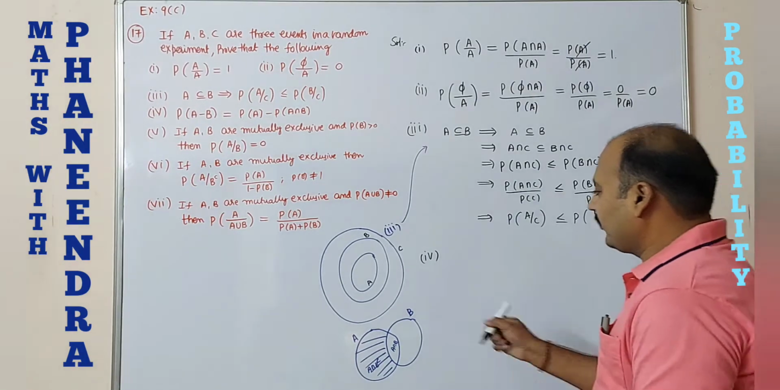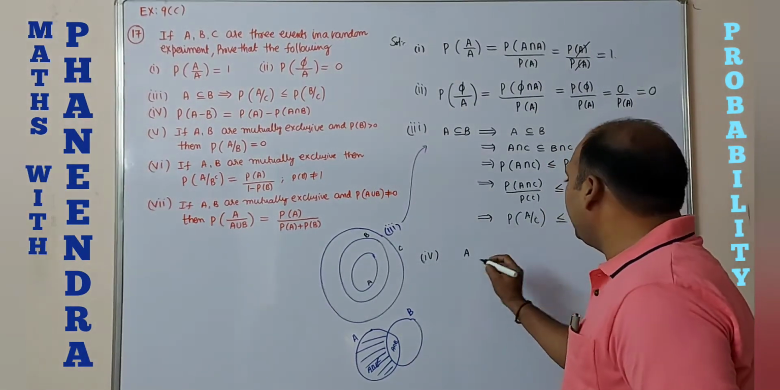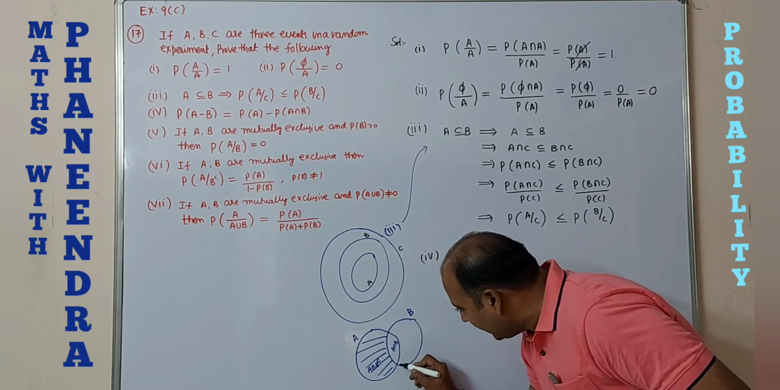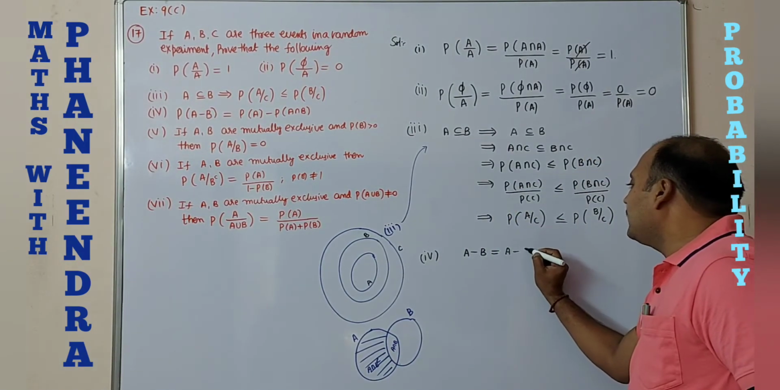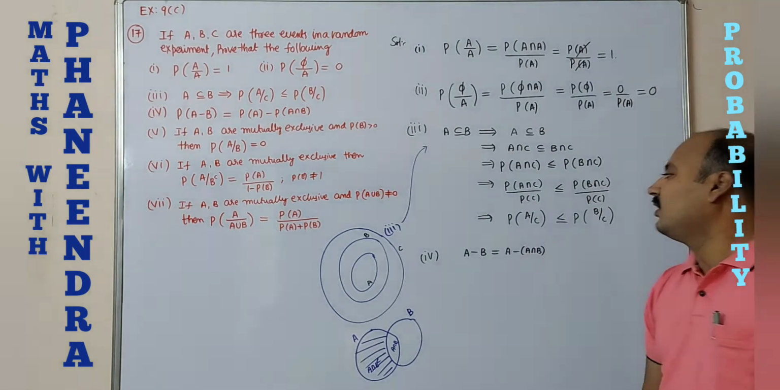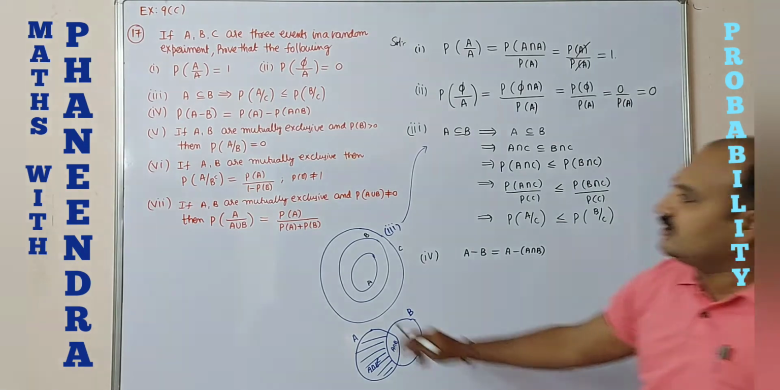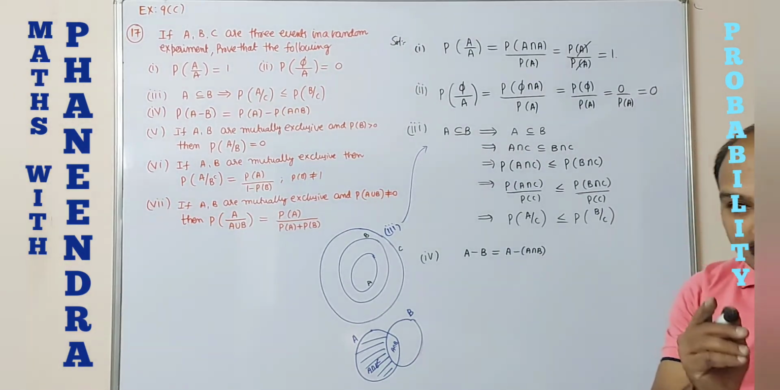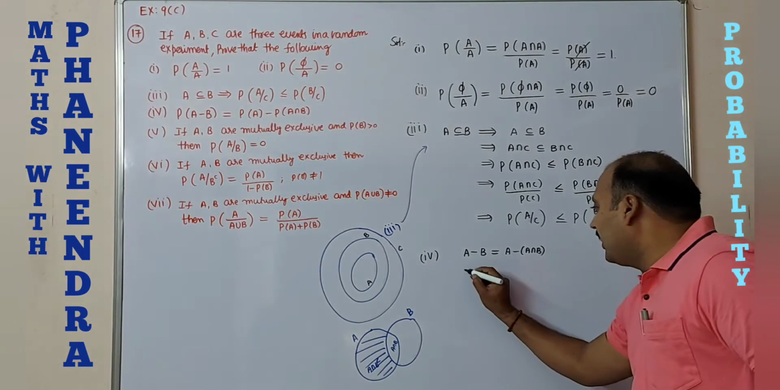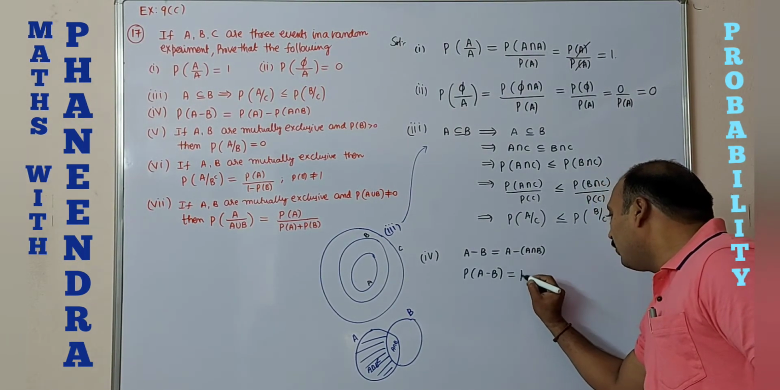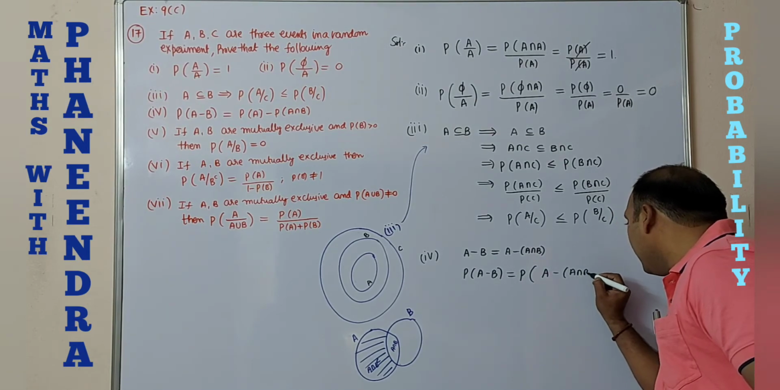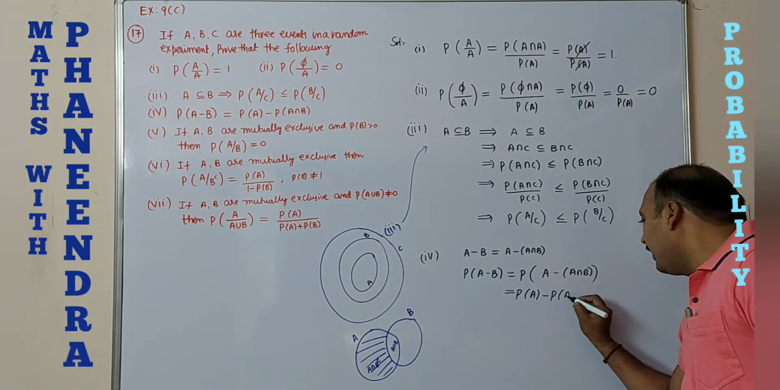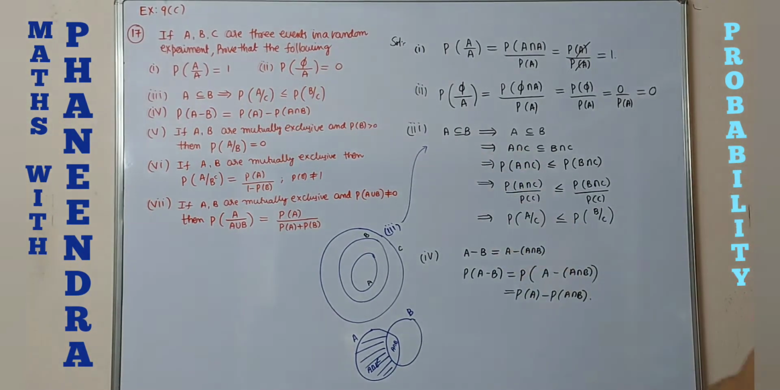So from the figure, A minus B is taken as: in this A, we are subtracting A intersection B. So A minus A intersection B. See here, this one, P of A minus B. So taking probability on both sides by using axioms, the probability of A minus B is equal to the probability of A minus A intersection B. By using the axiom of unity, we can write it as P of A minus P of A intersection B. Hence proved, the fourth result.